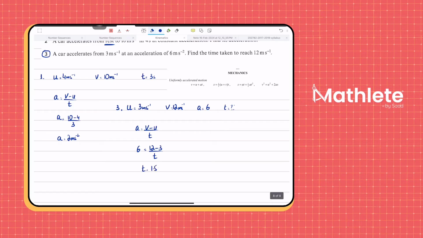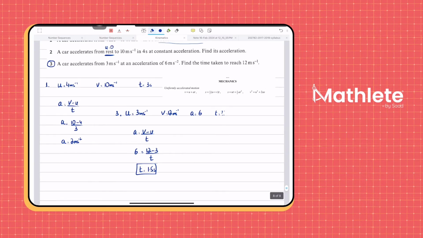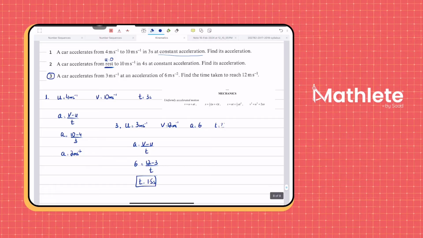It's 1.5 seconds. And there you go. That's your answer. Okay, any questions? If yes, feel free to ask. If not, then let's move on.